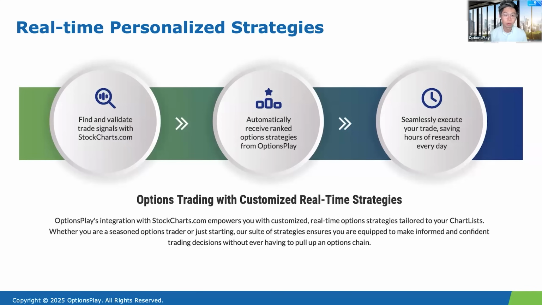But at the core of it, what we're trying to do is rank every single scan that you can run in StockCharts, whether it's a scan that we have pre-built for you or one that you've custom built for yourself, and show you personalized option strategies on every single security that you've screened for, so that if you have 50 stocks that you're potentially trading, you know that you're trading options on the best one of those 50 stocks.